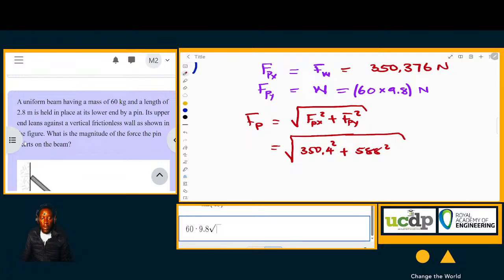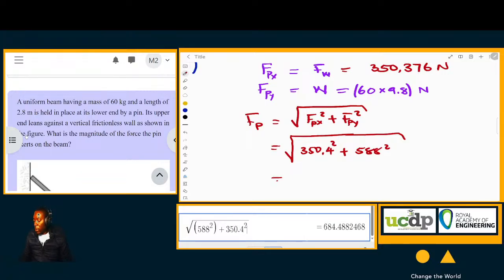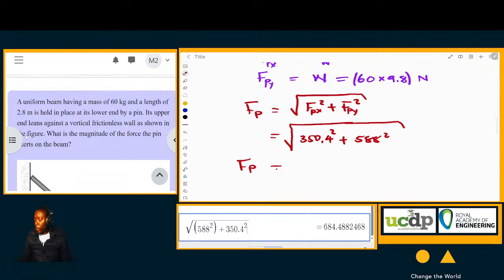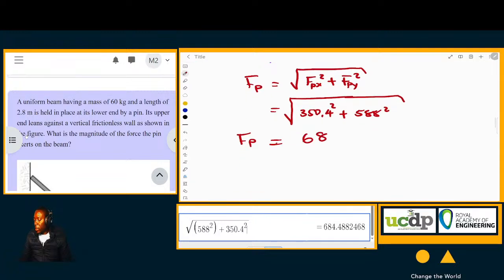So the square root of 588 squared plus 350.4 squared. FP is therefore 684.5 newtons.